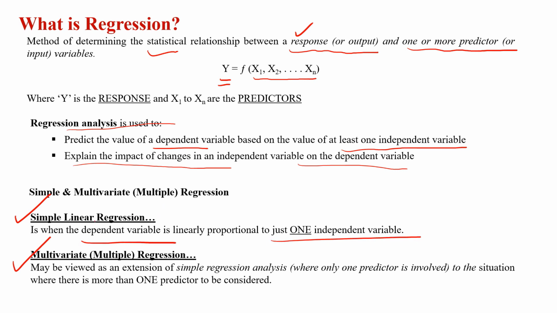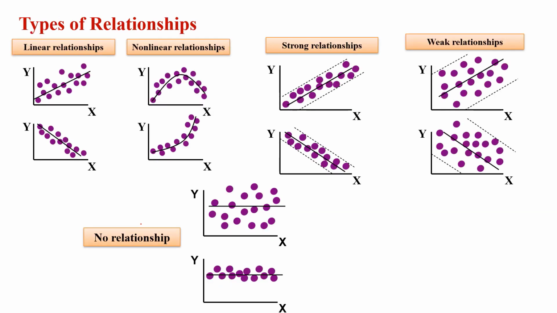Remember that in simple linear regression as well as in multiple linear regression, the main thing is that your dependent variable must be a measurable or quantitative variable. But your independent variable could be measurable, or in binary form, or a nominal scale or ordinal scale. Your dependent variable must be in a measurable form. So let's talk about different types of relationship.